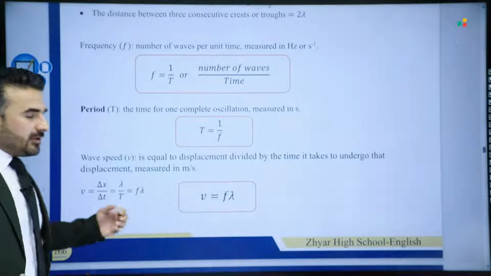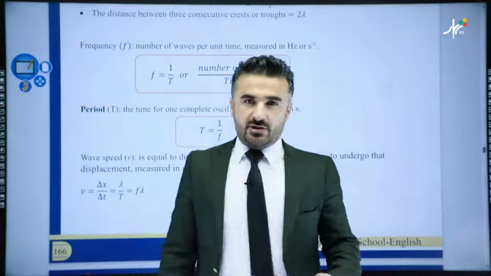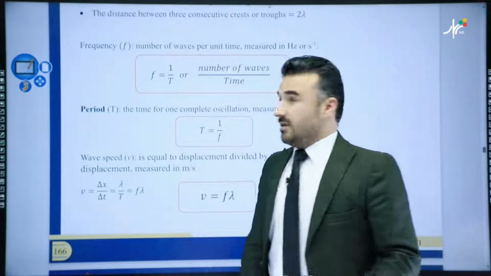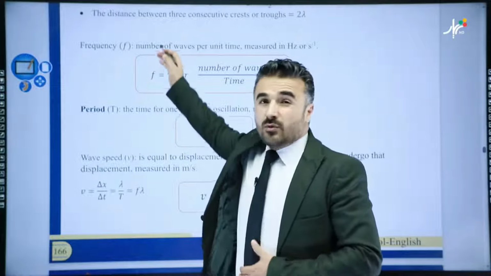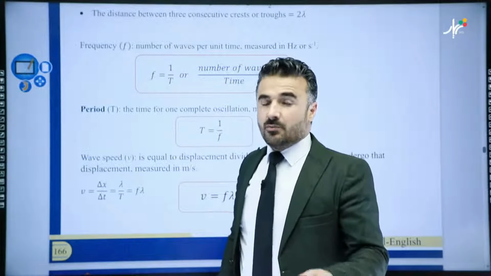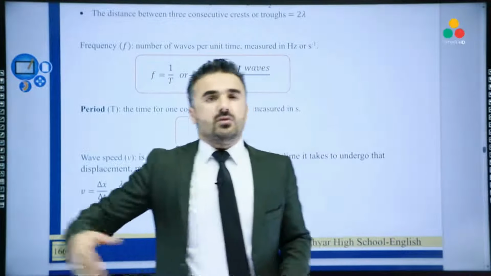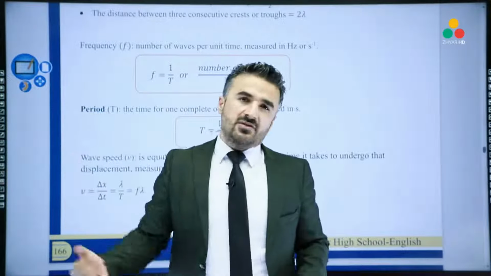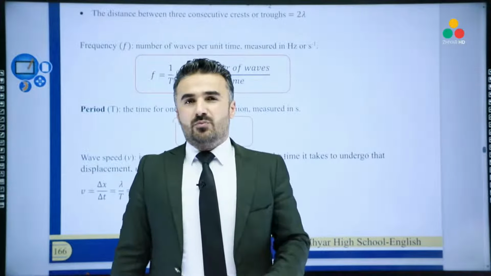Remember we said frequency is the number of waves, the number of vibrations, the number of oscillations per unit time. So we can say frequency equals 1 over the period, 1 over the time, or if the number of waves were given, then of course we can say number of waves divided by the period.